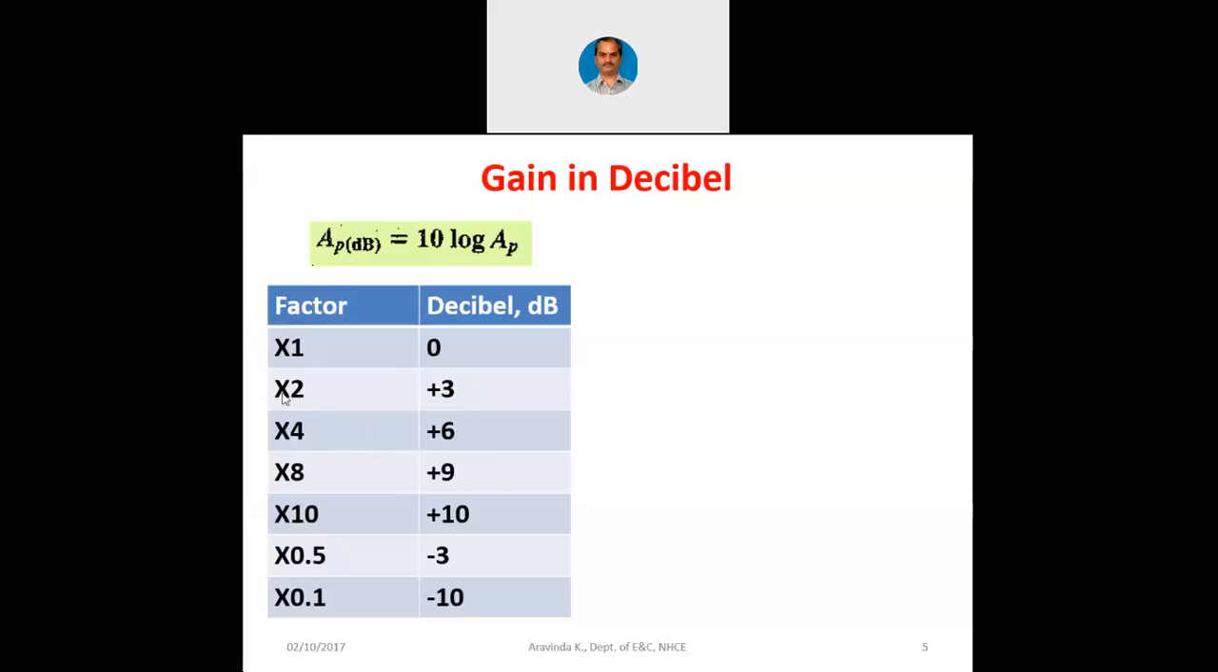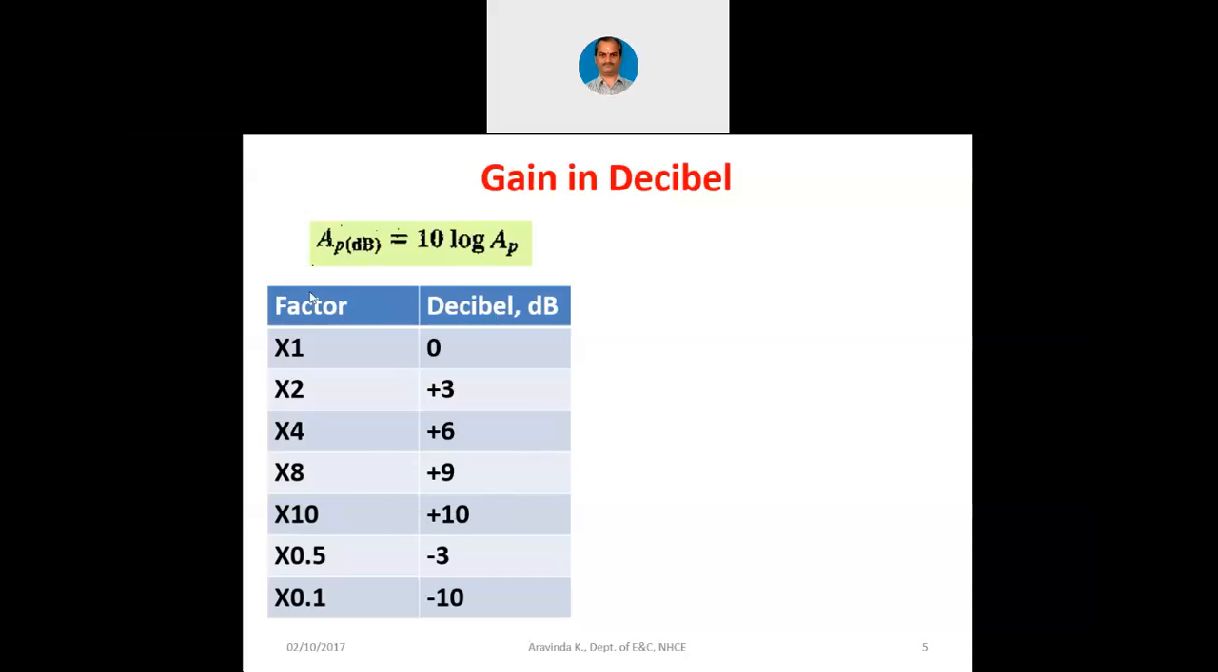Okay, I hope you got it. Into 2 corresponds to plus 3 dB, whereas into 1 over 2 corresponds to minus 3 dB. Similarly, into 4 corresponds to plus 6 dB, into 1 over 4 corresponds to minus 6 dB. So any doubling is going to have an effect of 3 dB. Now, into 10 is going to be 10 dB. Why? AP is 10, so log of 10 is 1, and 1 into 10 is 10 dB. That means when any gain becomes 10 times, we will have effectively 10 dB gain.